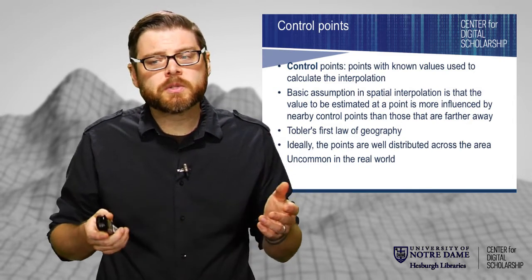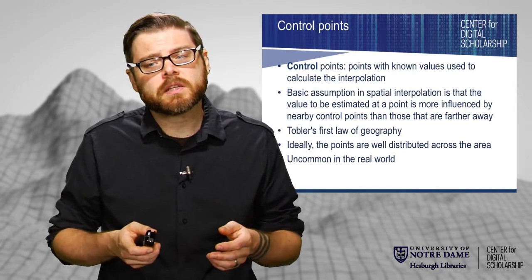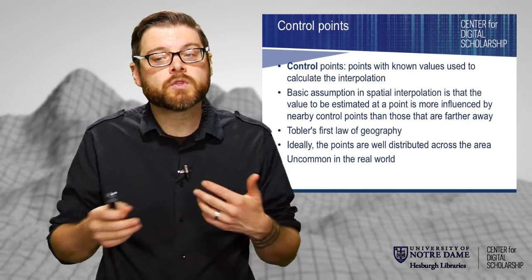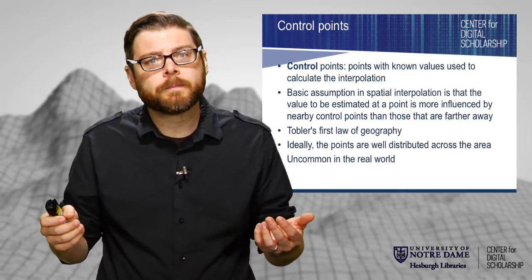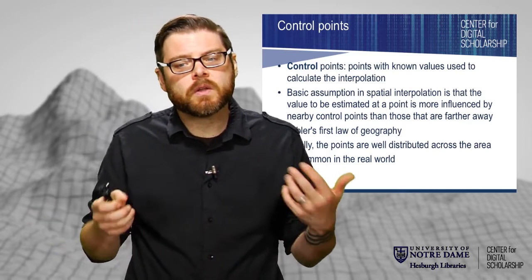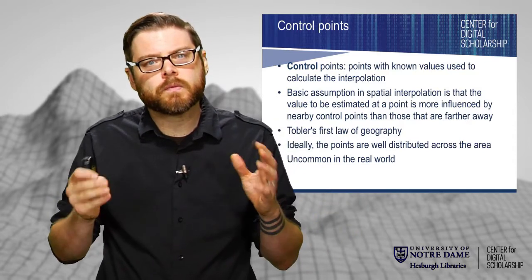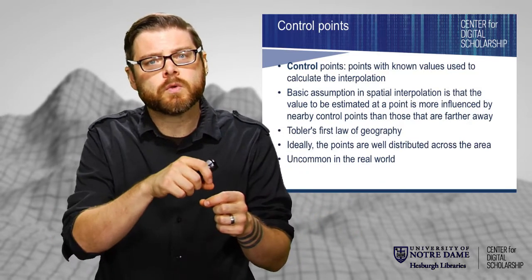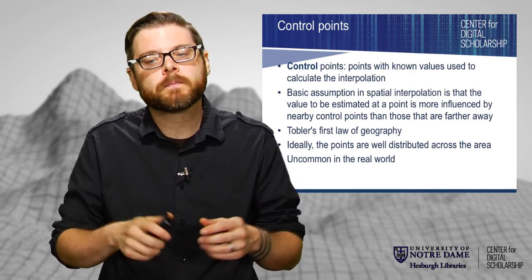The basic assumption in most spatial interpolation techniques is that the value to be estimated at one point is more influenced by closer-by points than by those that are further away. And this makes a lot of sense. This is what we call Tobler's first law of geography, but it really does intuitively make sense that things that are nearby are going to influence that unknown spot more than things that are further away.